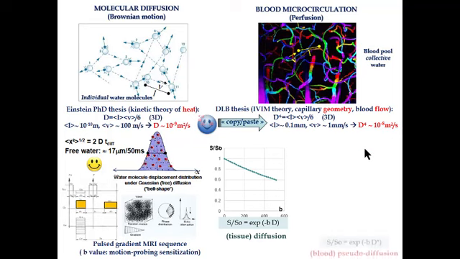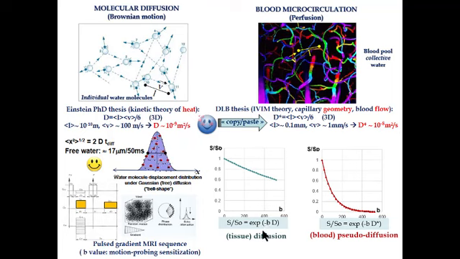So this is how it started. I use exactly the same equation, but replacing d by d star. The signal now decays very quickly compared to diffusion. We are very lucky because d star is about 10 times larger than d, which means that potentially we can separate diffusion and IVIM perfusion.